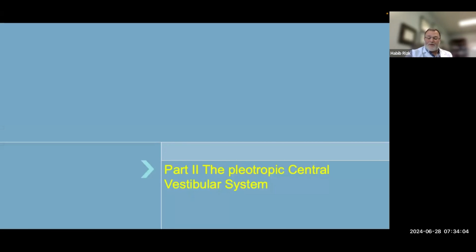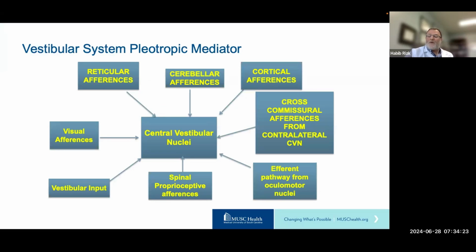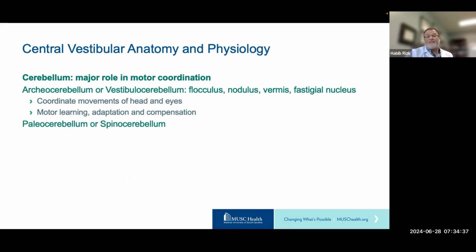And this builds up to the second part of the talk, where I wanted to review how richly plugged in the vestibular system is to the vast network in our brain of many other systems and functions, and to talk about how we compensate from a peripheral vestibular injury. We all know, and this slide offers nothing new, how central the central vestibular nuclei are and how many afferents they get from many parts of the brain upstream, but also downstream from the spine, from the inner ear, and from the oculomotor nuclei.